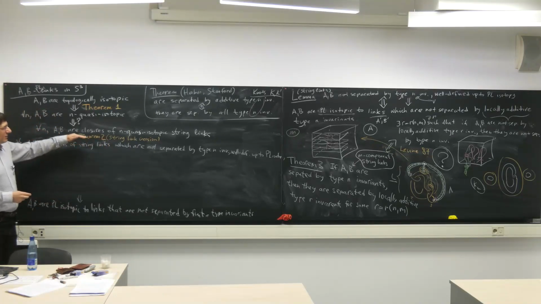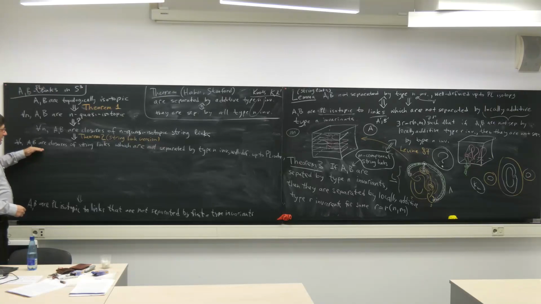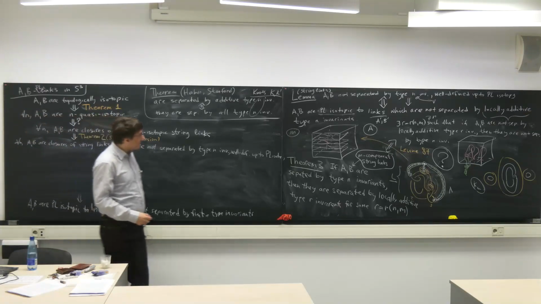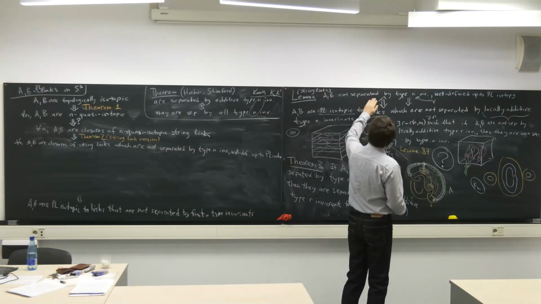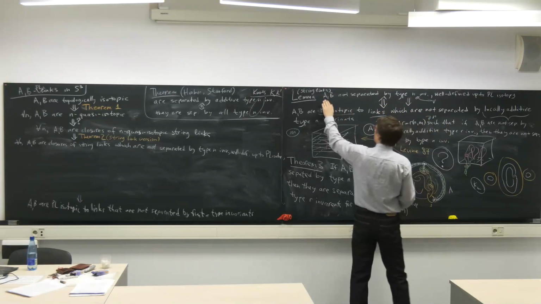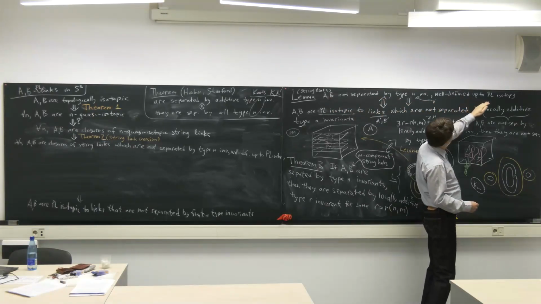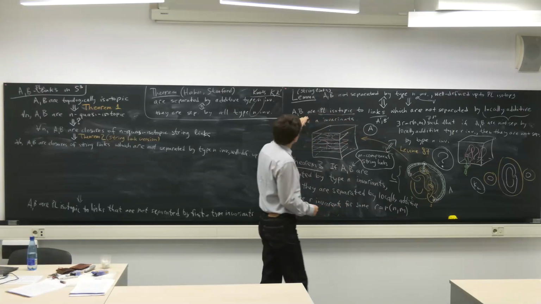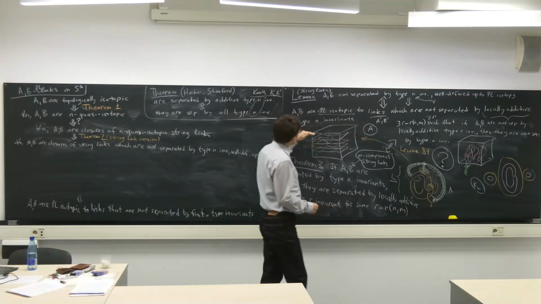It actually works for any tangle in any three-dimensional manifold. Okay, so we obtain that for every n, A and B are closures of string links which are not separated by type n invariants well defined up to PL isotopy. Now we can apply this lemma. If string links are not separated by type n invariants well defined up to PL isotopy, then they are PL isotopic to links which are not separated by locally additive type n invariants.